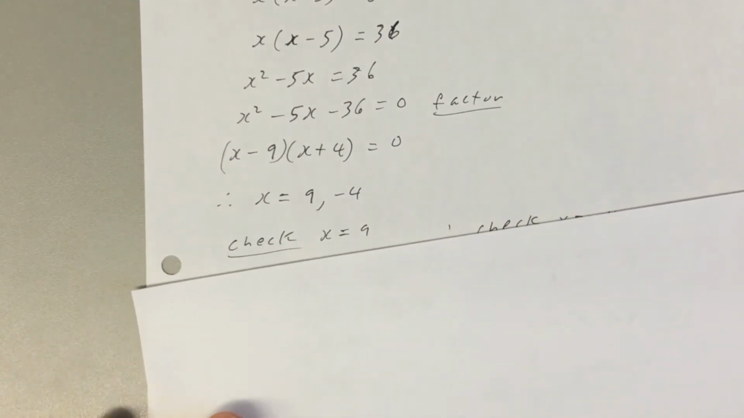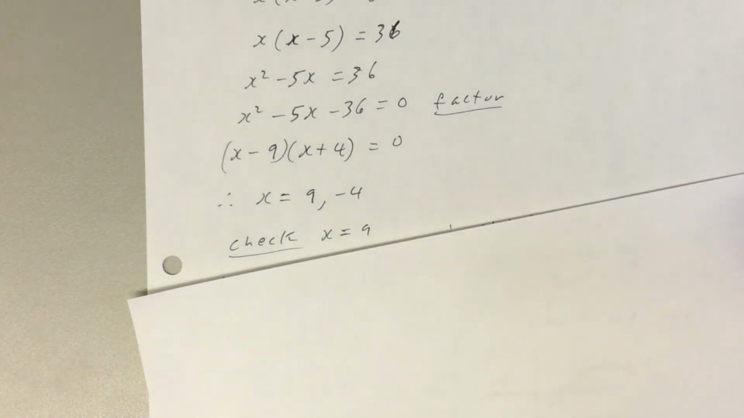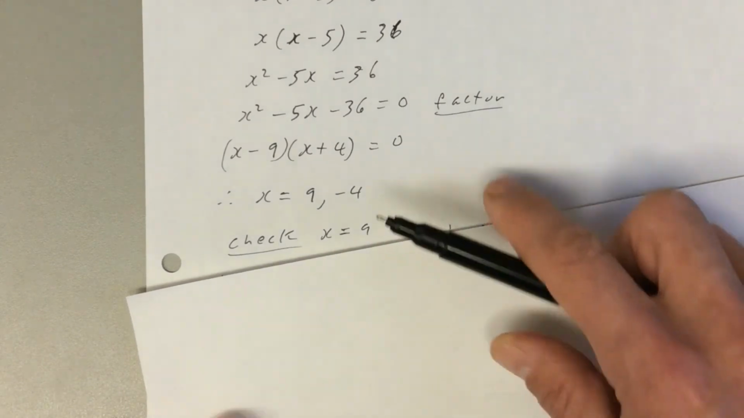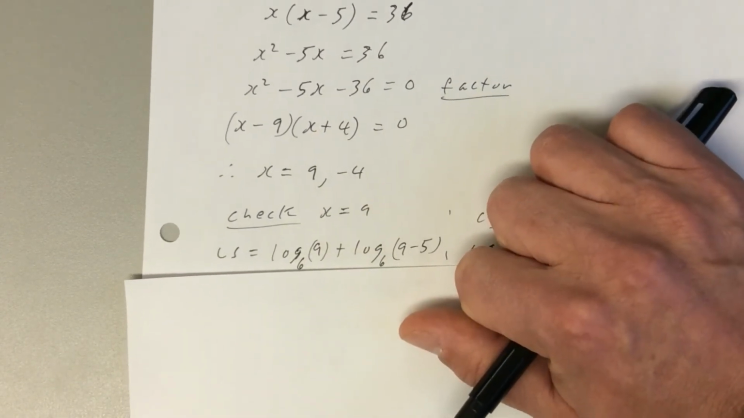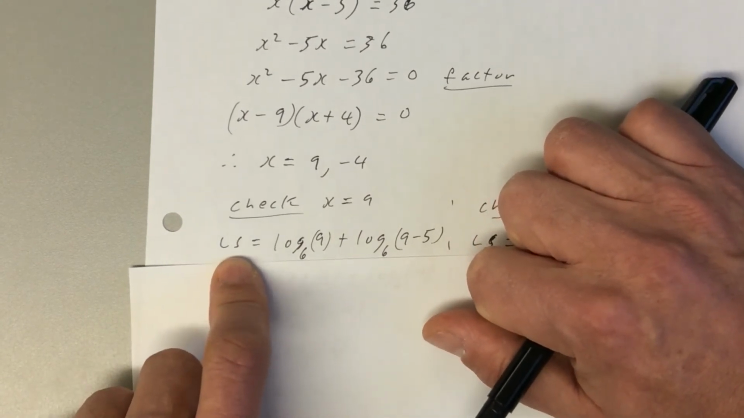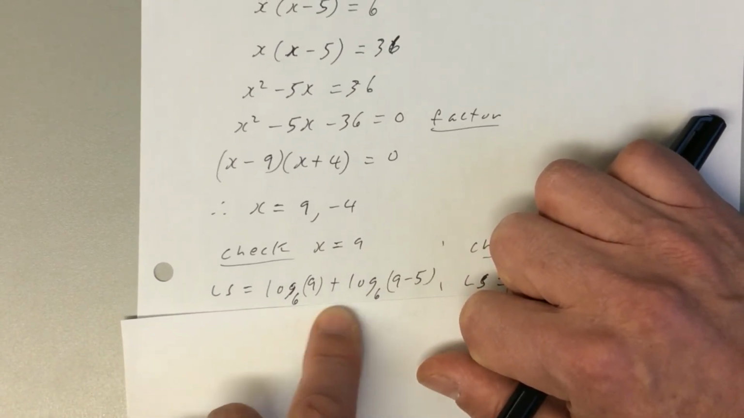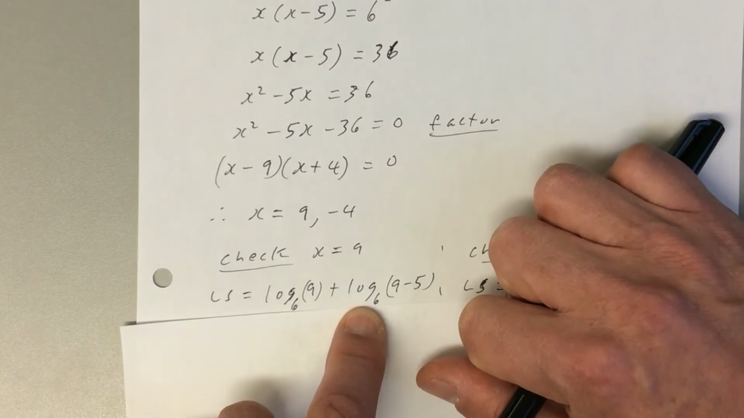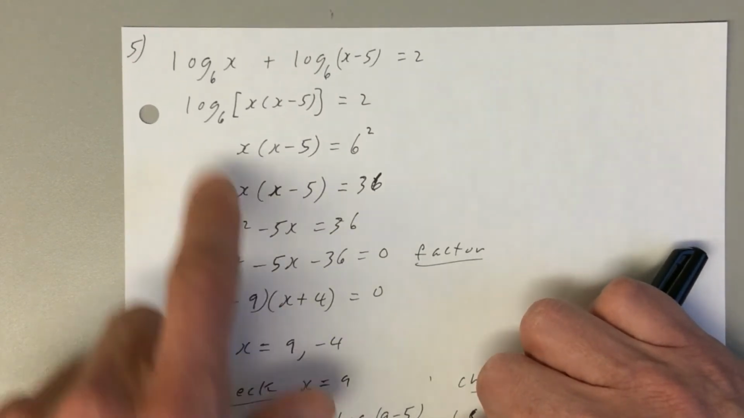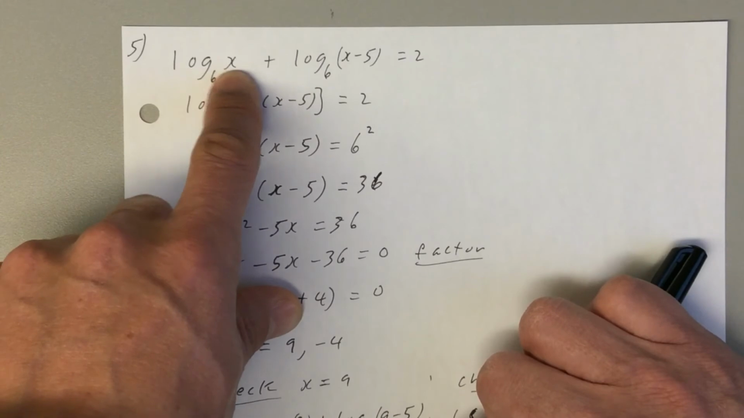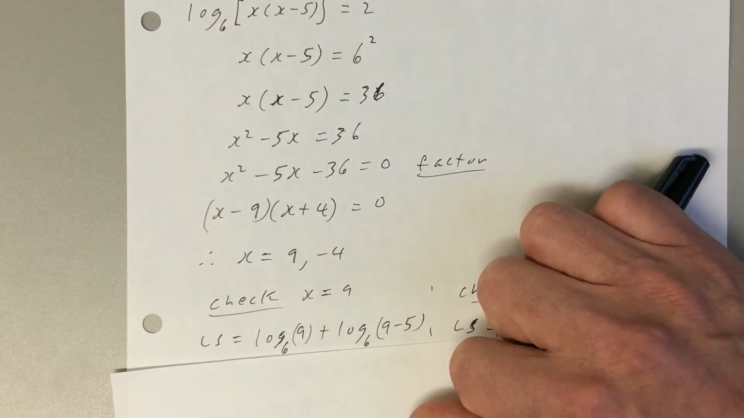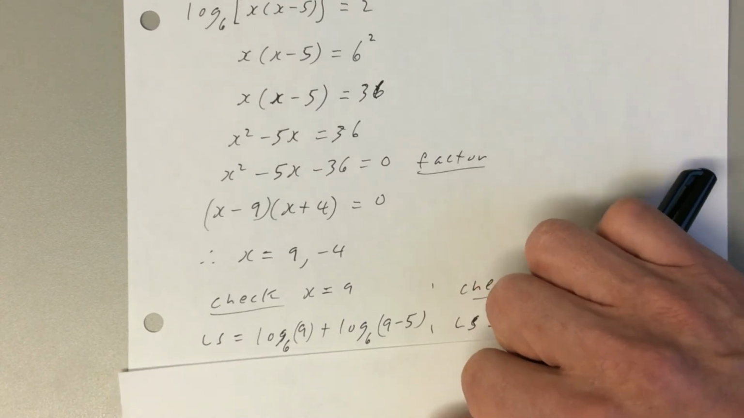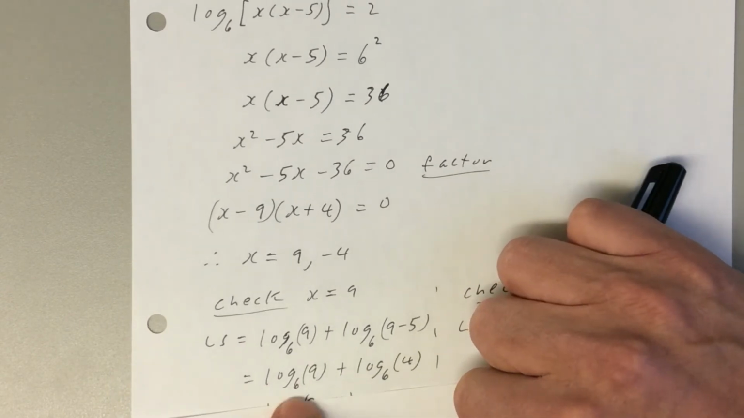So let's check x equal to 9 on this. So we're going to do the left side. Okay, so check x equal to 9. So the left side is log base 6 of 9 plus log base 6 of 9 minus 5. Okay, so that's the left side, log base 6 of x plus log base 6 of x minus 5. Now, simplify that. Log base 6 of 9 plus log base 6 of 4.